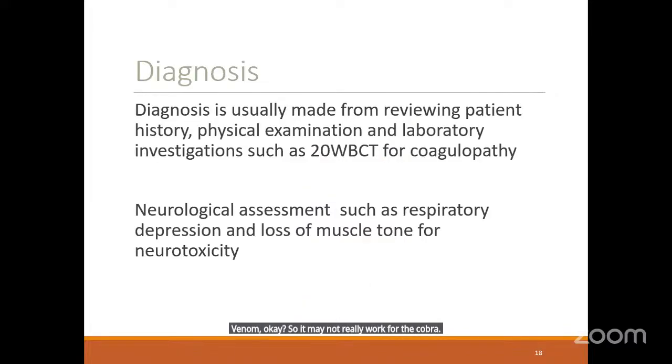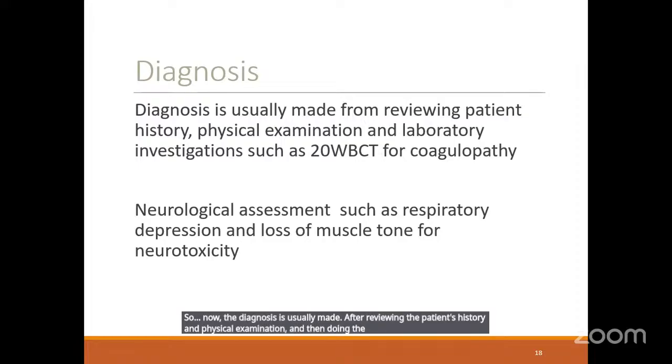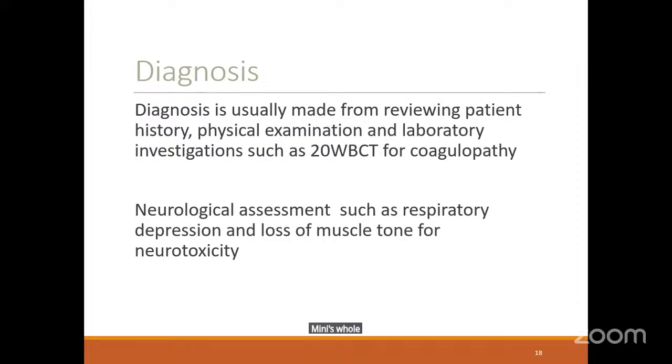So now, diagnosis is usually made after reviewing a patient's history and physical examination and then doing the 20-minute whole blood clotting test for coagulopathy.